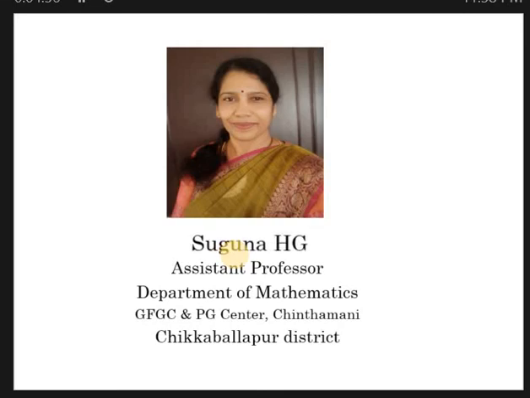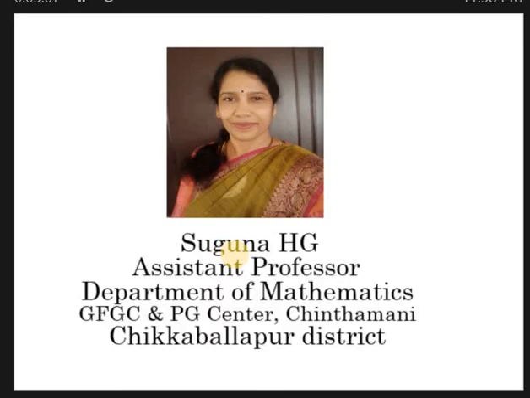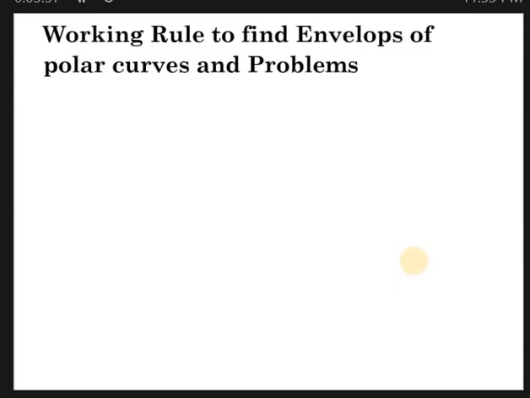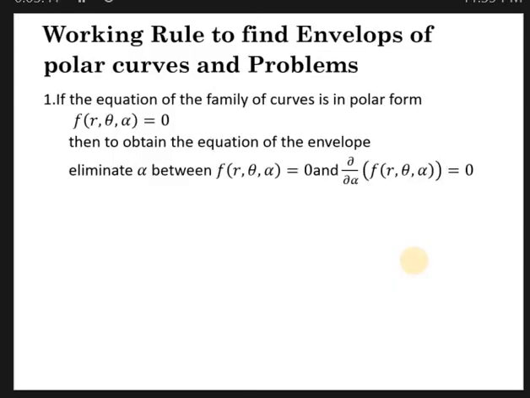Myself Suguna HG. In this video, I am going to present the working rule. If the equation of the family of curves is in polar form, that is f of r comma theta comma alpha is equal to 0, then to obtain the envelope of the equation, we have to differentiate this given equation with respect to alpha, that is dou by dou alpha of f of r comma theta comma alpha.